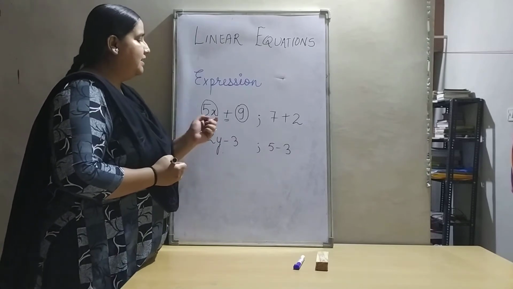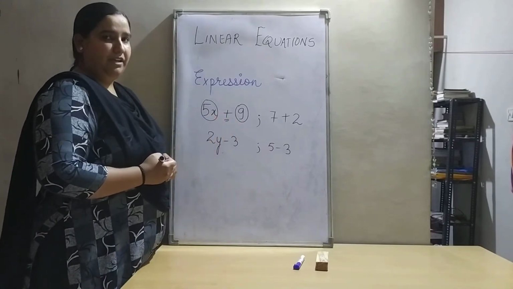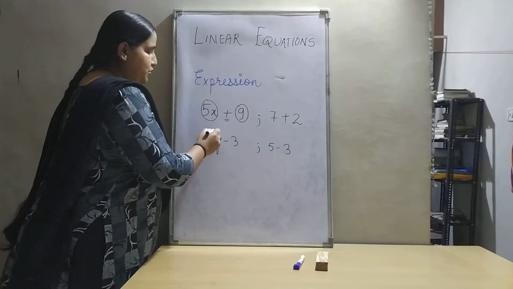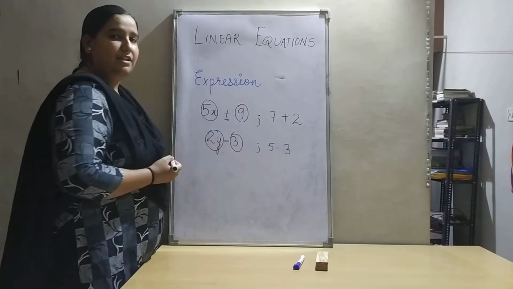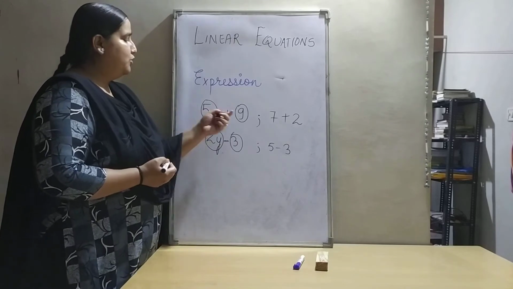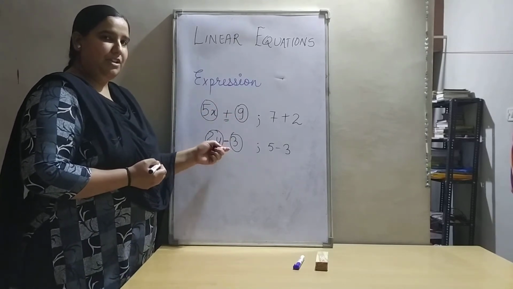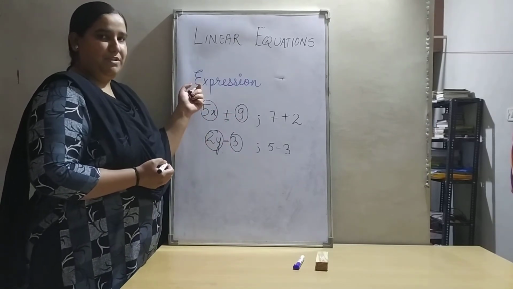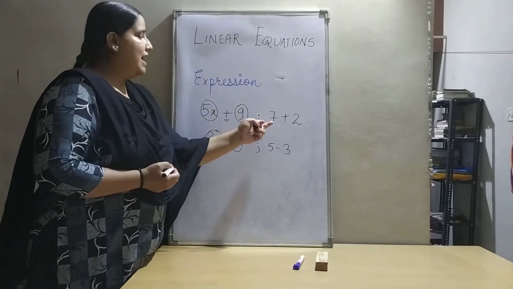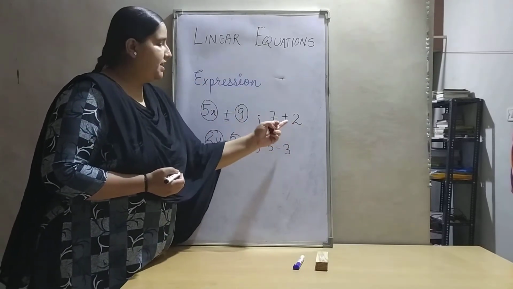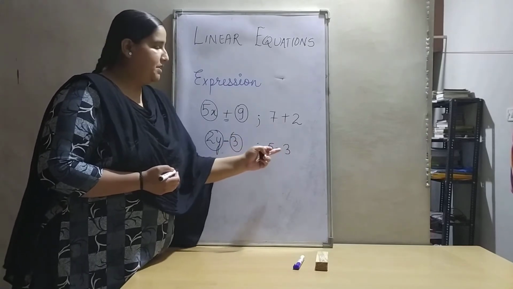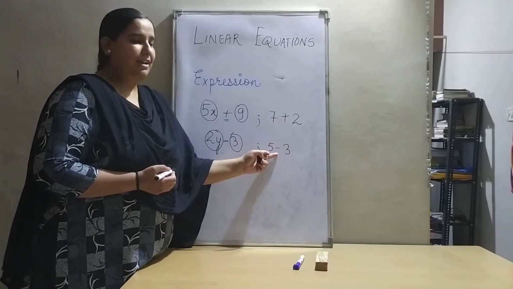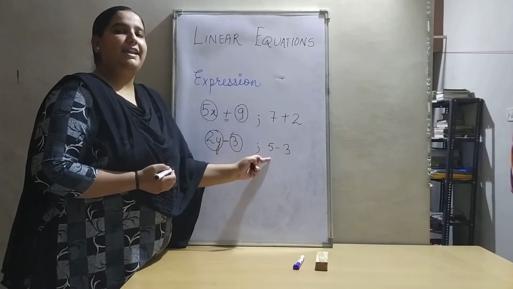When I separate two terms by a mathematical operator, for example this one also, 2y and 3 are separated by a mathematical operation, subtraction. When I separate two terms by a mathematical operation, I call it an expression. Also we have 7 and 2 here separated by a plus sign, and we have 5 and 3 here separated by a subtraction sign. That means these are also called an expression.